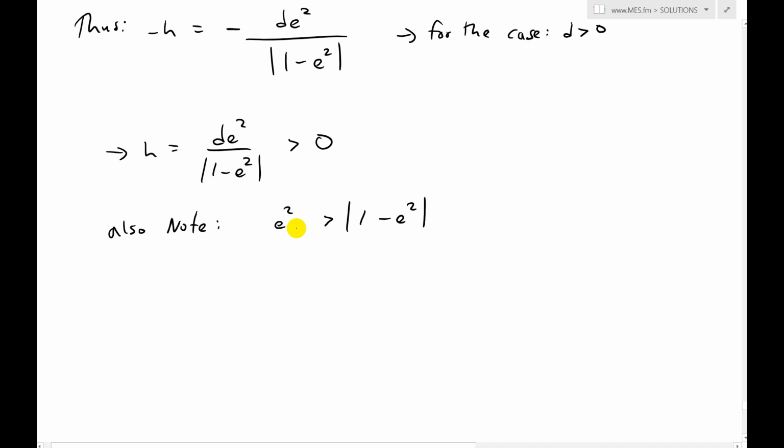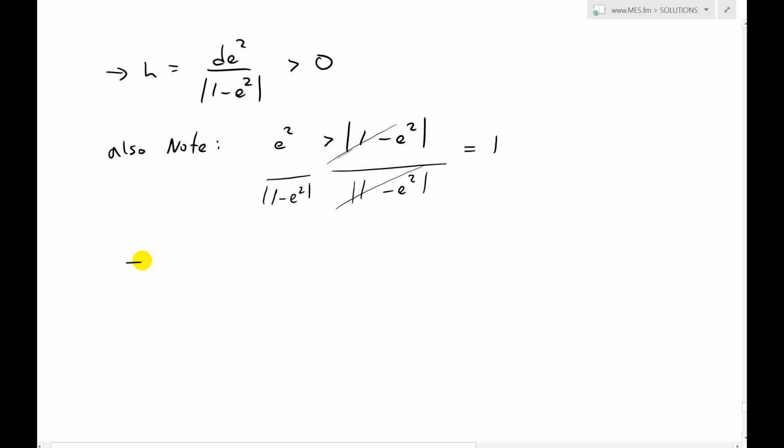So what I'm going to do is divide both sides by this absolute value of 1 minus e squared. So 1 minus e squared, divide both sides. Then this cancels with this, and this just equals 1. So in other words, we get e squared divided by 1 minus e squared is greater than 1, because this equals 1. So that's this whole section over there.